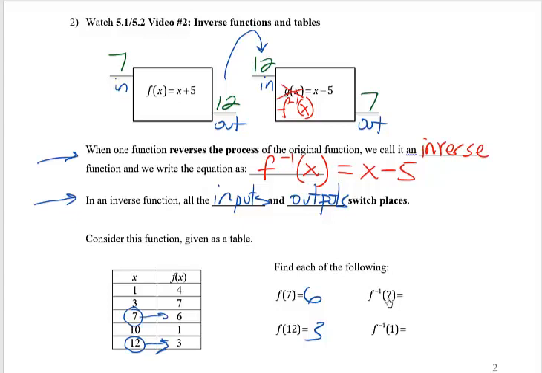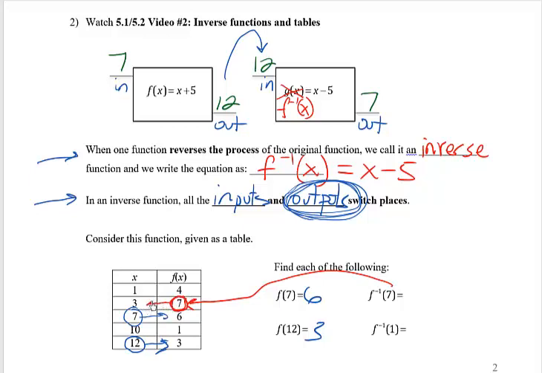Okay? If 7 is an input in the inverse function, then it must be an output of the original function, because I already know that when you compare an original function and an inverse function, the inputs and outputs switch places. So if 7 is an input here, it must be an output in this table. In other words, this 7 is in fact this 7. The 7 in the output column of the original function.